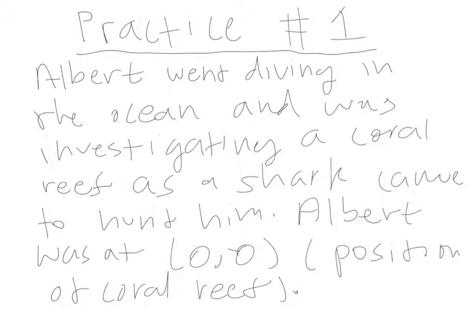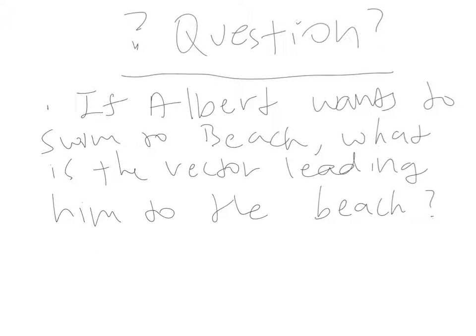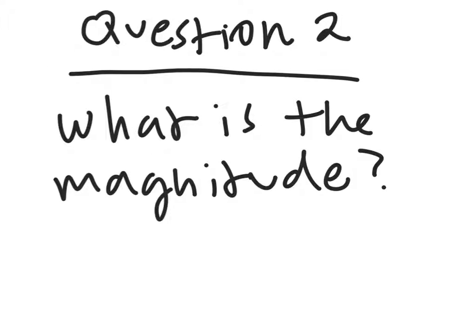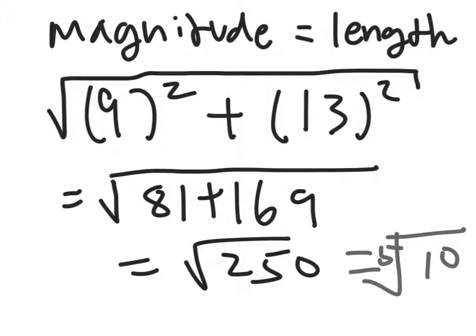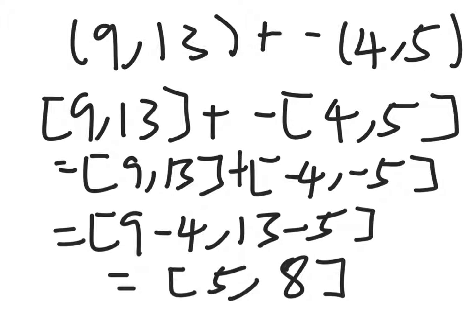This is a practice problem for you guys to review what we have learned. Here's what we have to find out. To find the vector between Albert and the beach, we have to use subtraction of vectors, which gives 9, 13. Here's the second part. Since the magnitude is the length, by using the formula, we have found that the answer is 5√10. Here's the third part. Due to our prior knowledge of subtraction of vectors, we have to reverse the final point and add it to the first point, which equals 5, 8.